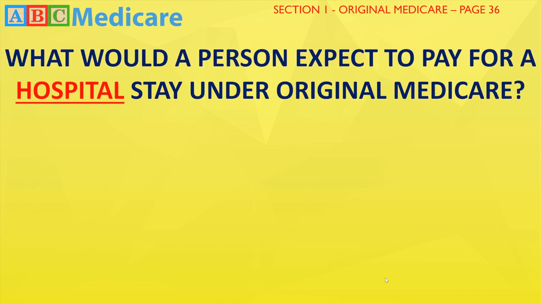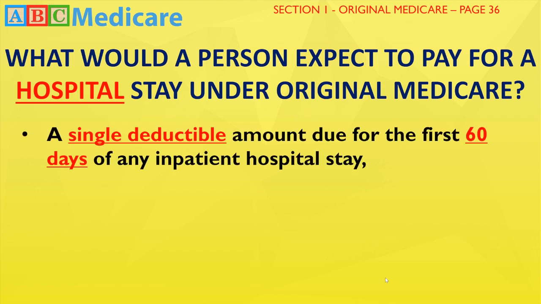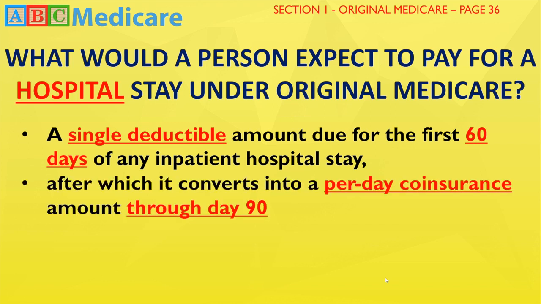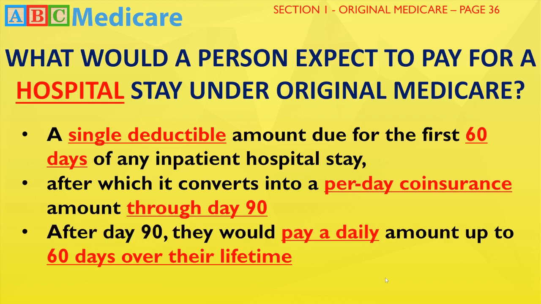What would a person expect to pay for a hospital stay under original Medicare? This will most likely be on your test. You don't need to know the numbers, but you need to know the periods and how it works. There's a single deductible amount due for the first 60 days of any inpatient hospital stay, after which it converts into a per day coinsurance amount up through day 90. After day 90, they would pay a daily amount up to 60 days over their lifetime.